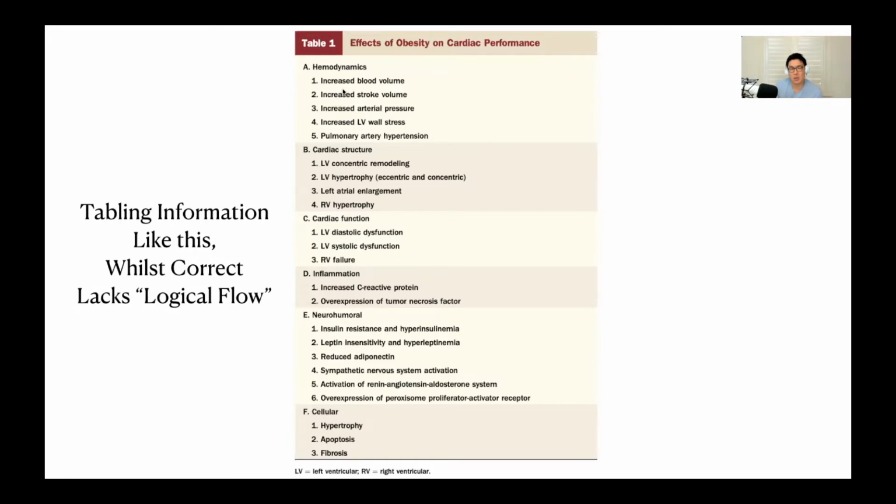In other words, when you've got an increase in blood volume, yes, it does increase stroke volume, but what increases your blood volume first, okay? And then instead of having numbers here, you could have arrows to indicate that from increasing blood volume, you get an increase in stroke volume, an increase in arterial pressure, increasing left ventricular wall stress, which leads to pulmonary artery hypertension, something along those lines. But what I want you guys to move away from is just tabling information or concepts without any logical flow to the idea.